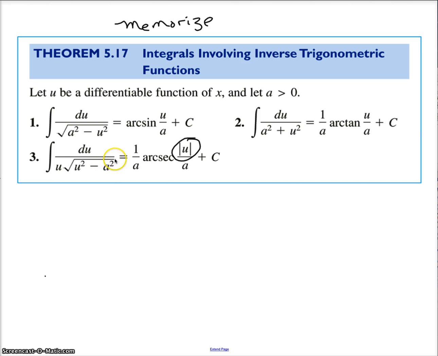You don't have to use it if you can show me that the function is always positive. And then the integral of du divided by a squared plus u squared is 1 over a inverse tangent of u over a plus c.